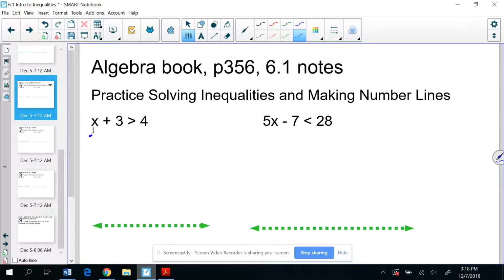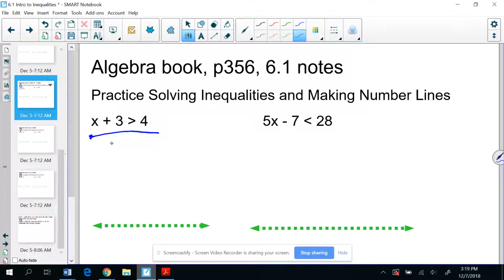I've got two inequalities. I'm going to start with this one right here: x plus 3 is greater than 4. Now I can treat this symbol the same way that I would an equal sign in terms of how I'm going to solve. So right now there's not going to be any change. X plus 3 is greater than 4. That means that x has to be a number where if I added 3 to it, it would be bigger than 4. If x was 4, then 4 plus 3 is greater than 4, so that would work. But I want to find out the smallest number it can possibly be and still satisfy this.